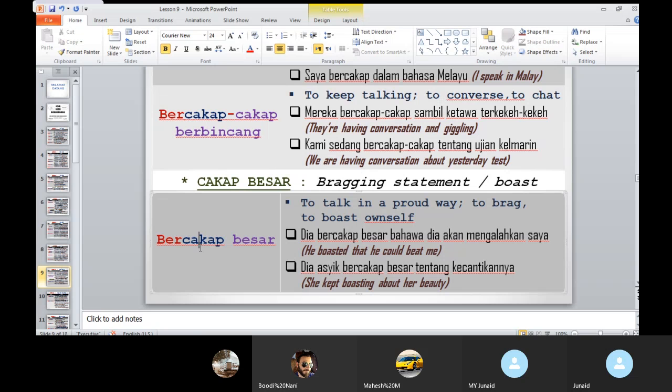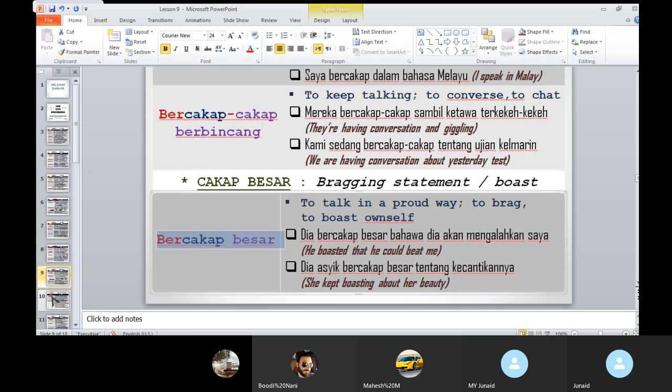Meaning of besar? Big. To speak big. Besar. Big. Cakap besar. Okay. Small? Kecil. Kecil. But we don't have cakap kecil. Okay, yes. Clear? Remember this? Cakap besar.